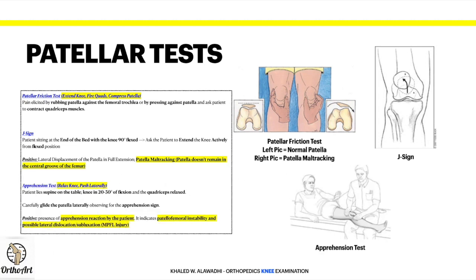And then an apprehension test. This is the one that the patient will most likely be uncomfortable with, because you ask the patient to relax his knee and you push the patella laterally. You have to be careful to observe apprehension signs. An apprehension reaction suggests patellar instability, a possible lateral dislocation or subluxation, or MPFL injury, which is one of the main stabilizers of the patella along with the quadriceps femoris.